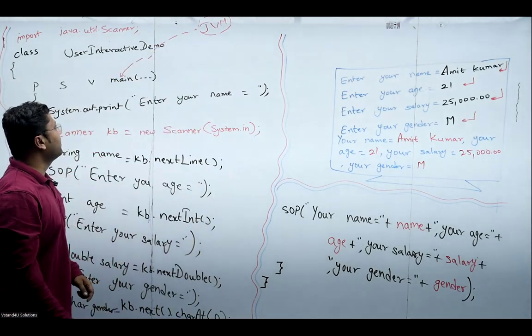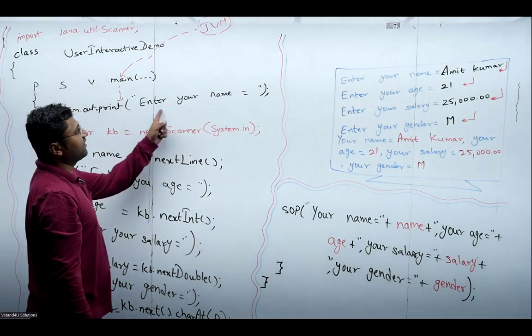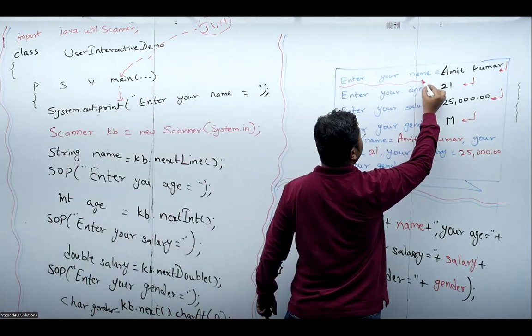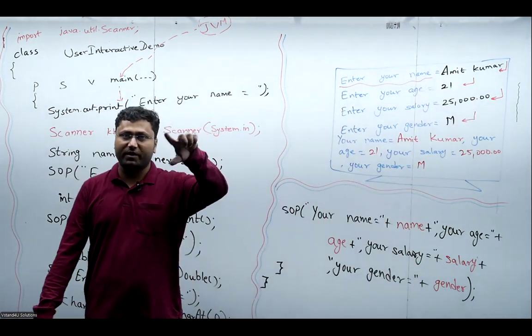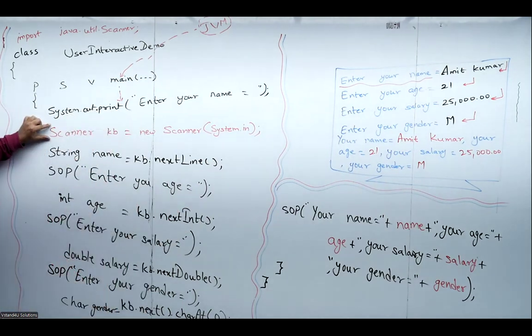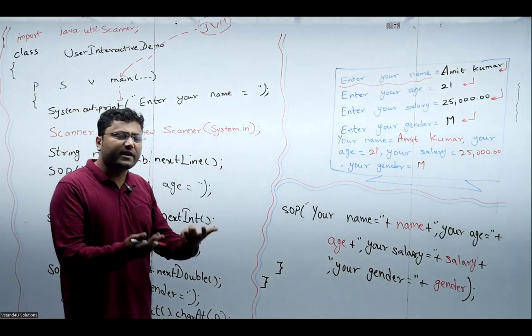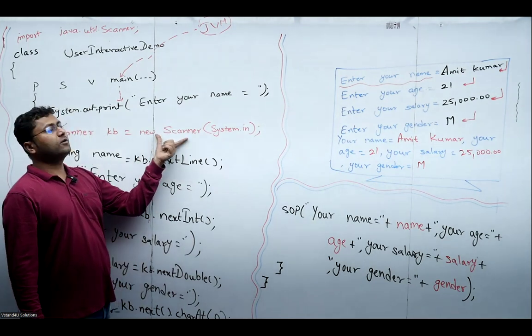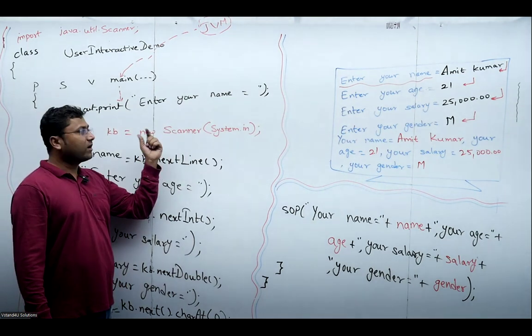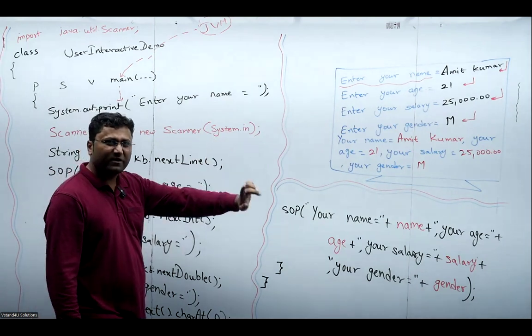This we know very well. First line. What is that? Enter your name. This much portion has been printed. Agree? After that, one line is there. This line working, we are not really sure, but I can tell you one thing. A new scanner object is being created. What is this new? What is scanner? What is system.in? Everything I'll explain.